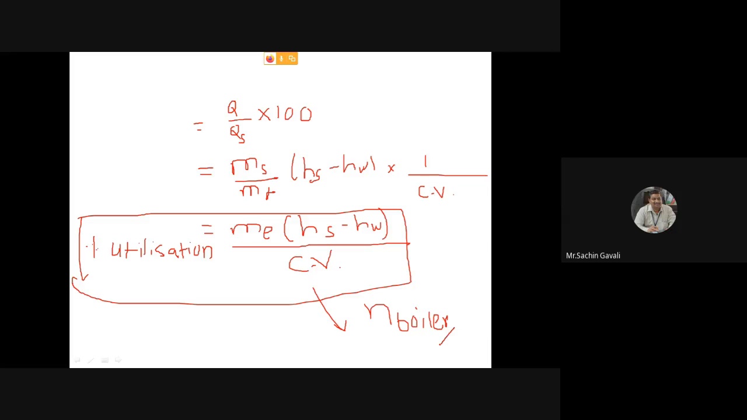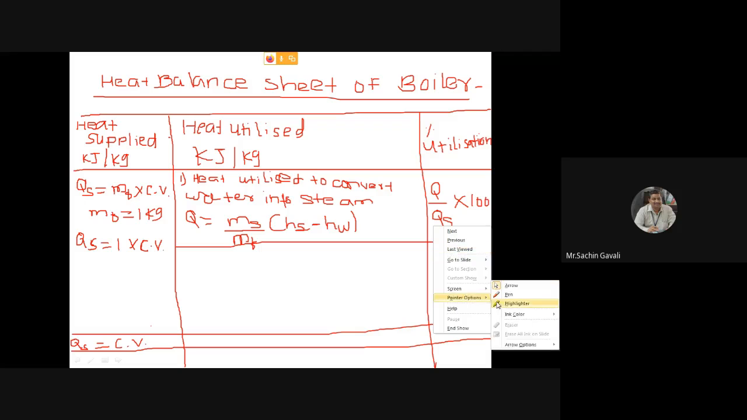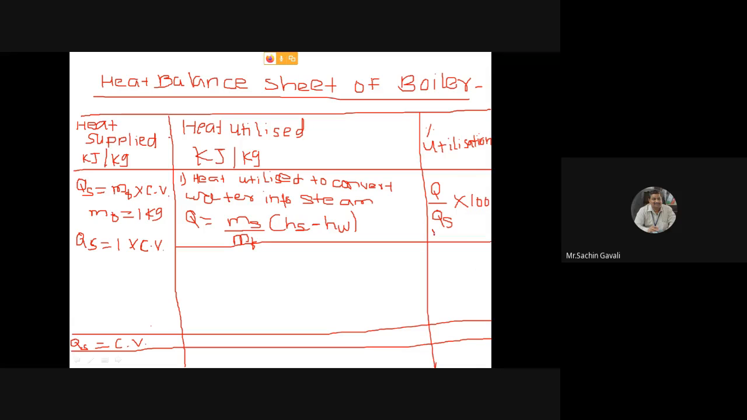We have to take that eta boiler should be as maximum as possible, because efficiency should always be as high as possible. So it is eta boiler. Everybody understand? So first utilization should be eta boiler, which is nothing but the efficiency of boiler.